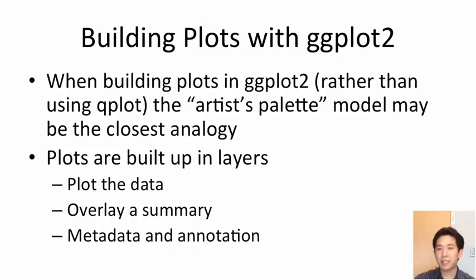So the idea is that plots are built up in layers, okay? And the most fundamental layer, of course, is the data. So the first thing you usually start with is you tell ggplot about the data that you're working with and some basic aesthetics, like if you're making a scatter plot, here are the x and the y variables. Then you might overlay a statistical summary, like a smoother or regression line, something like that. And then on top of that, you might have some metadata or extra annotation for the plot.